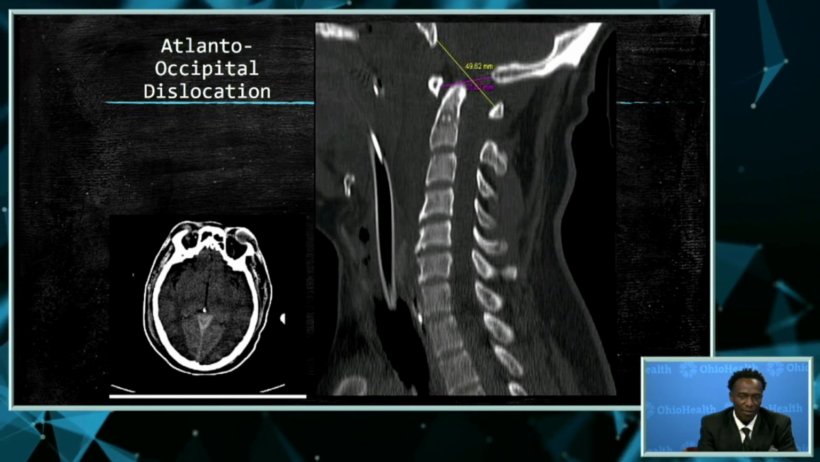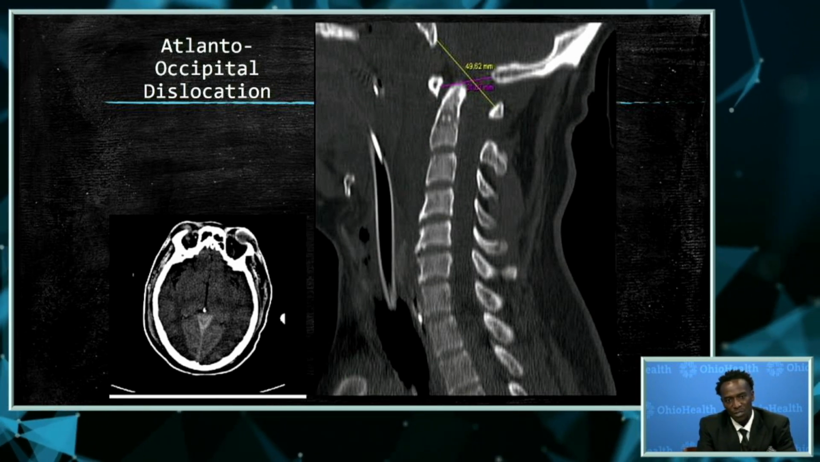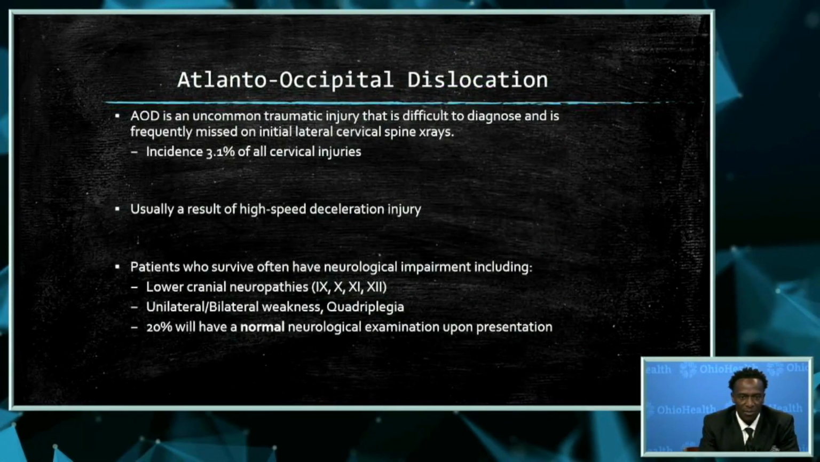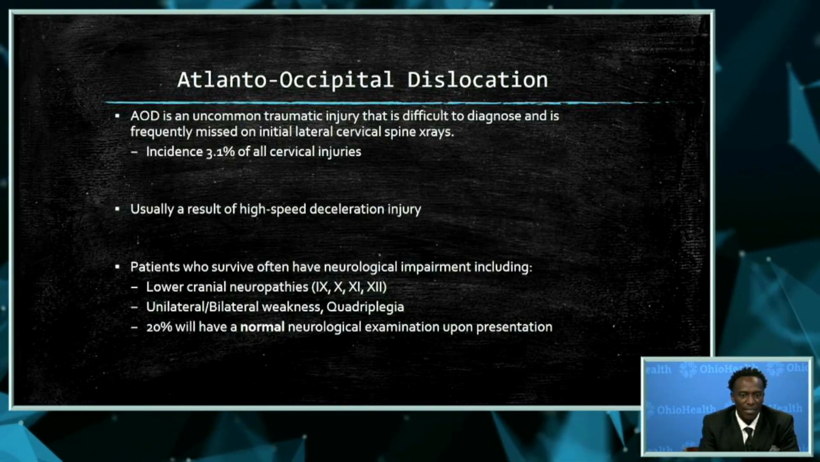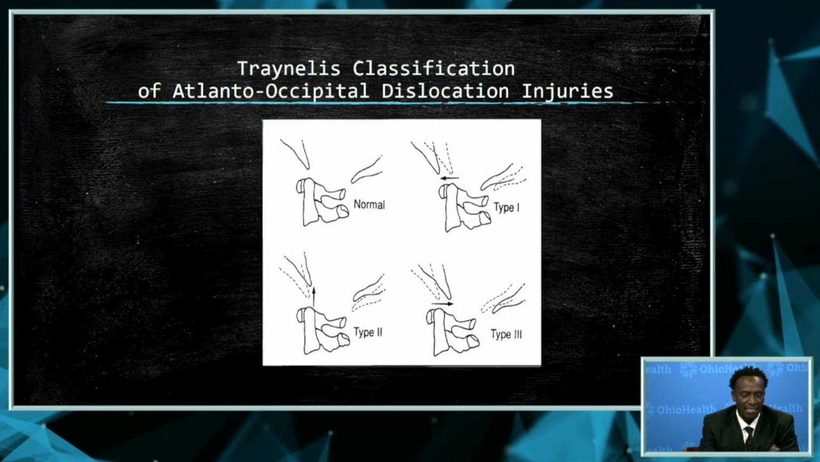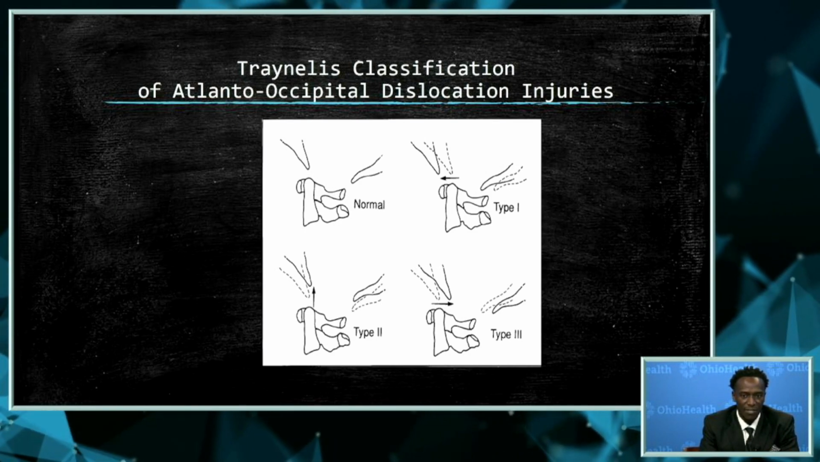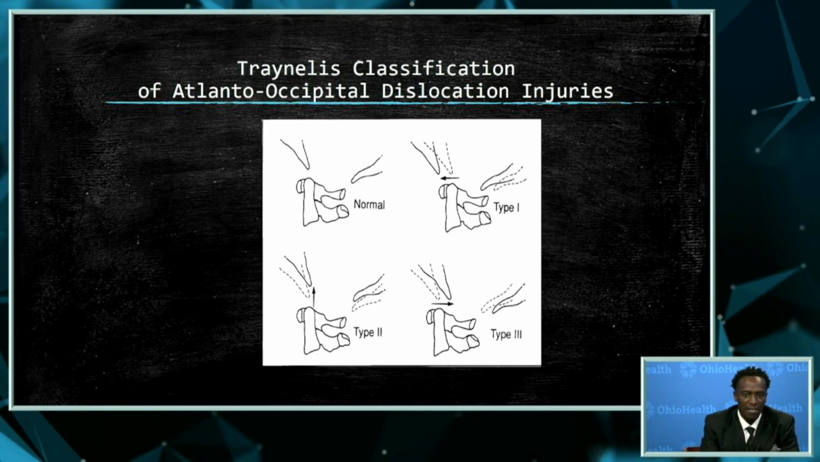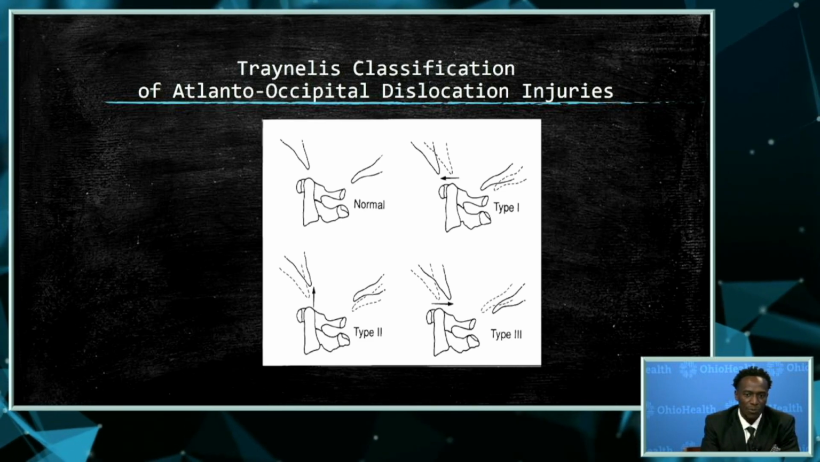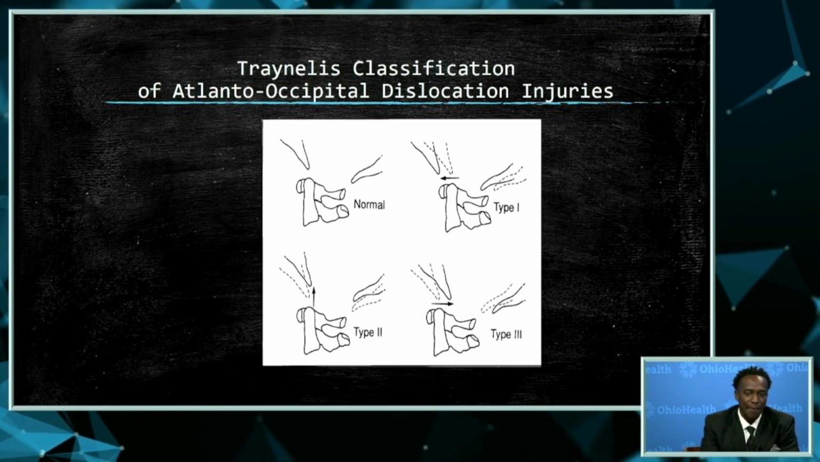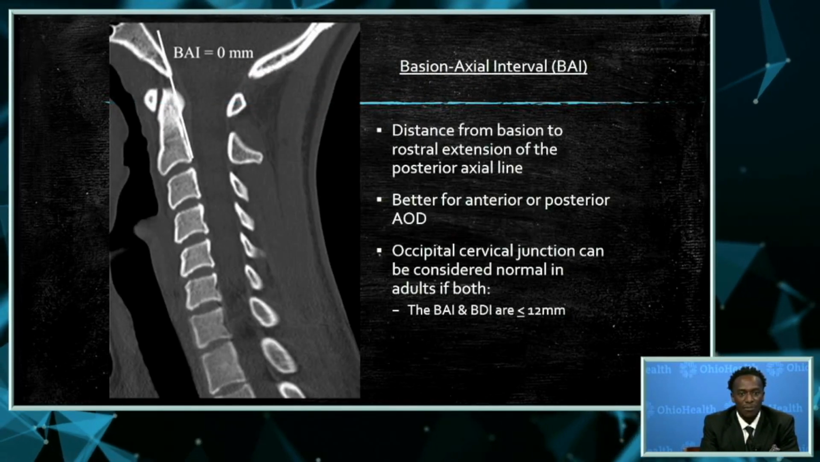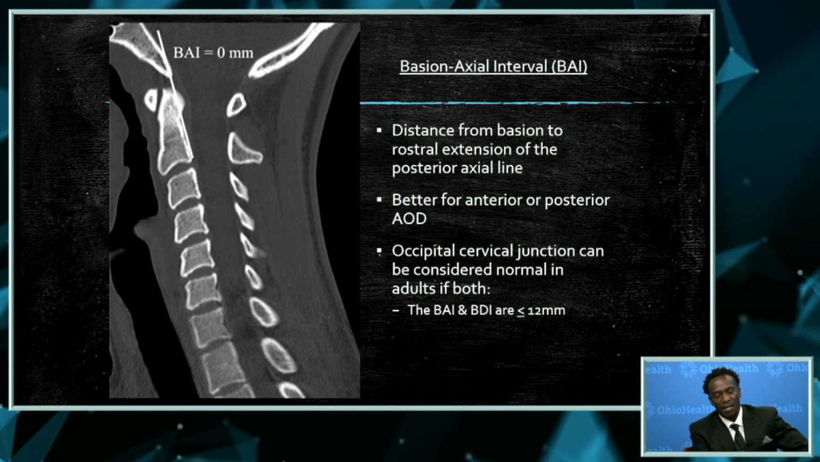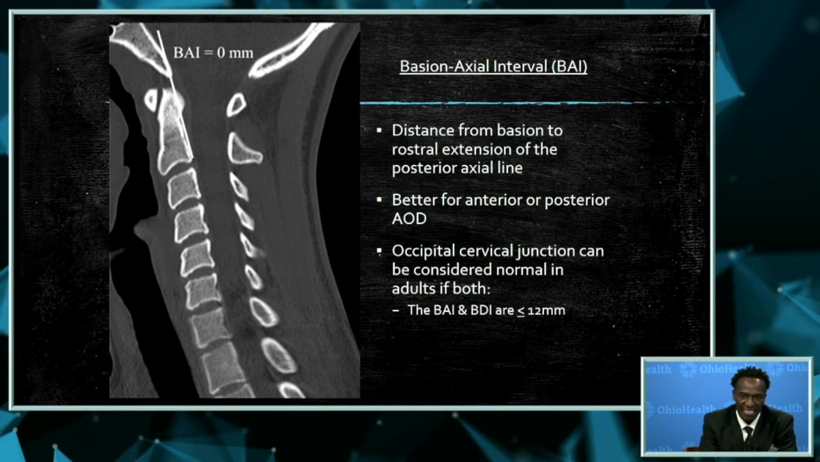Now, there are certain ways to determine atlanto-occipital dislocation, certain numbers. You have the Powers ratio, you have the basion-dental interval, and there are different classifications. The Traynelis classification here is pretty simple. Type 1, you can see that the occiput is translated anteriorly. Type 2 is a longitudinal dislocation, and type 3 is a posterior dislocation. This is a really good way to determine the dislocations just by looking at CT.